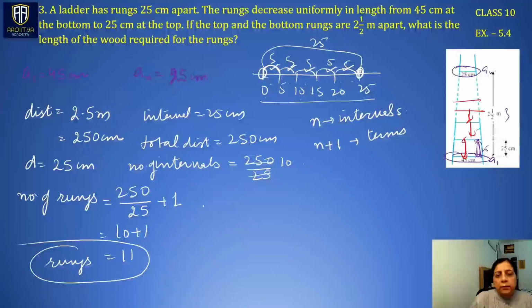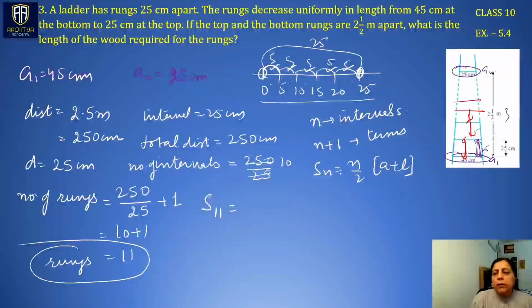The number of rungs is 11, and we have to find the sum of these 11 rungs. We have to find the total wood which is required to make these rungs. So the first rung, A1, is 45 centimeters. Here we can find this by the formula of Sn, which is n by 2 times A plus L.